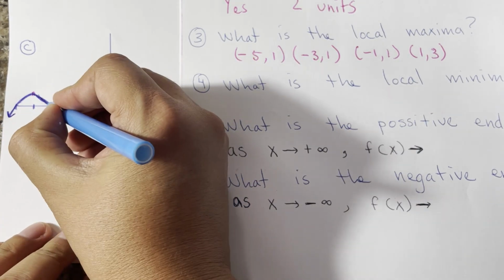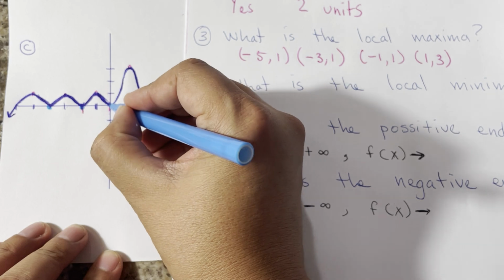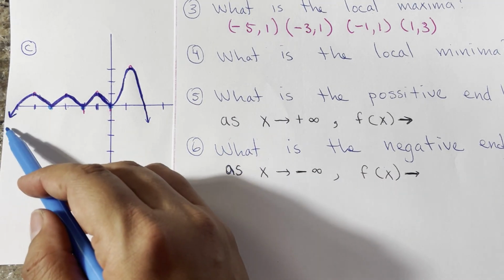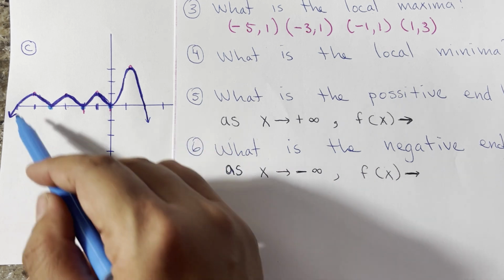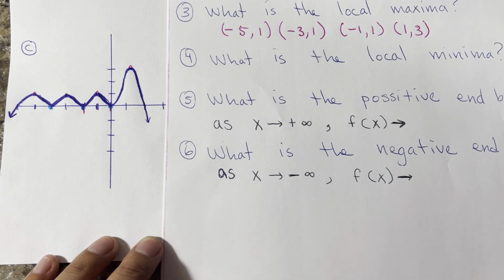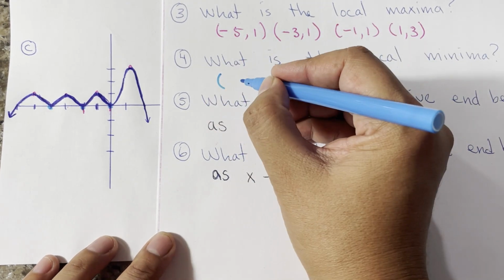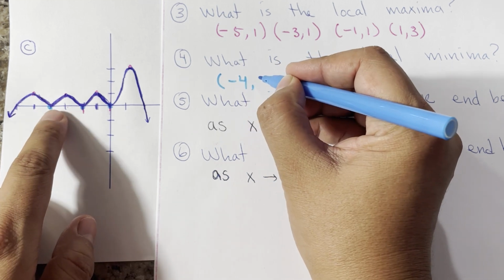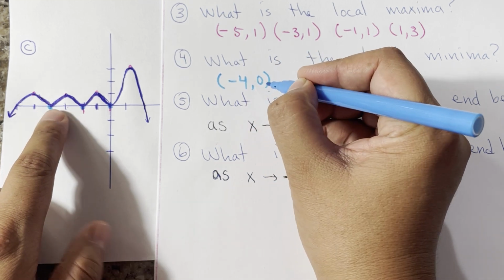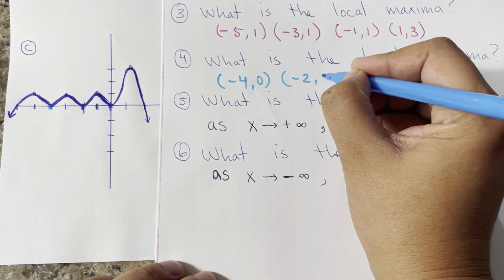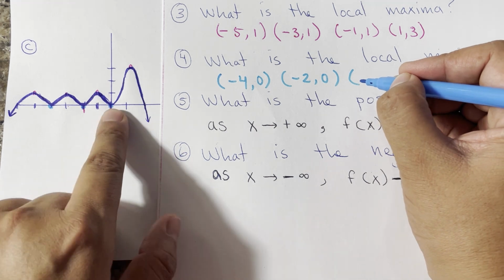What is the local minima? Local minima are right here, this one right here, and this point right here. So 3 of those. These are not local minima because it continues to go down and down and down. Okay, so some of those points will be -4 and 0 because we don't move up or down on y. This one is -2, 0. And this one is 0, 0.